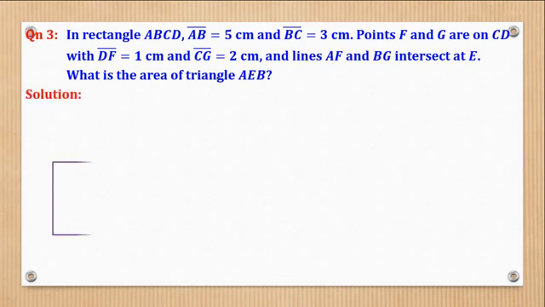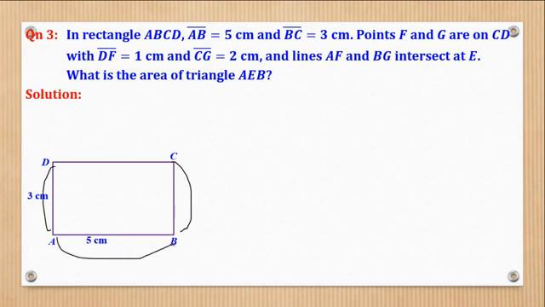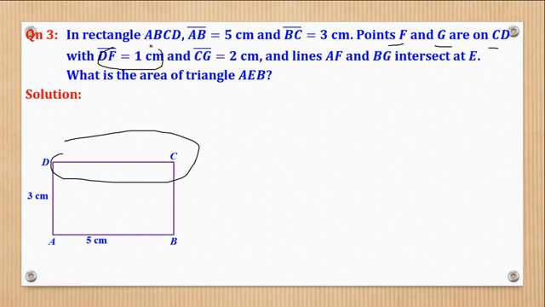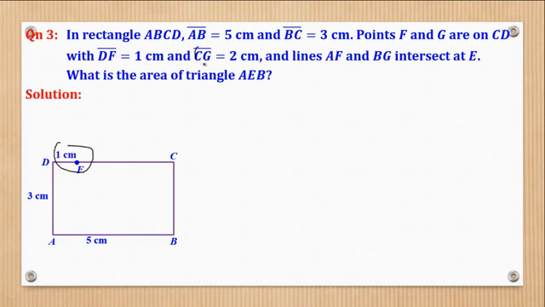So we're going to first make a sketch of the rectangle ABCD. They told us BC is 3, which is the same as this, and also AB is 5. Then they said points F and G are on CD. But what is the condition? DF is 1 centimeter, so from point D we shall measure 1 centimeter and locate point F. Then they said CG is 2 centimeters, so from C we shall measure 2 centimeters and locate point G. The balance will be 2 because the total should be 5.